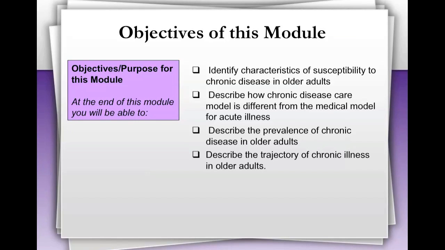Here are the objectives for this module, and I hope you'll be able to deal with them at the end of this talk. They are to identify the characteristics of susceptibility to chronic disease in older adults, describe how the chronic disease care model is different from the medical model for acute illness, describe the prevalence of chronic disease in older adults, and also describe the trajectory of chronic illness in older adults.